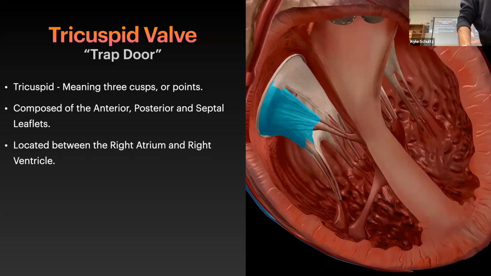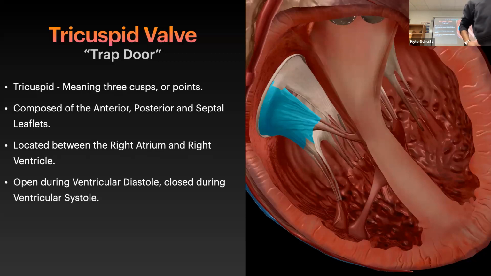It's located in between the right atrium and the right ventricle. We know that. And it's going to be open during ventricular diastole and closed during ventricular systole. Okay. So for ventricular diastole, what is that, guys? Those of you that are in the room. Sorry for those of you online. I wish that I could ask you questions. When the ventricle relaxes is diastole, right? So then by that same token, what would be ventricular systole?